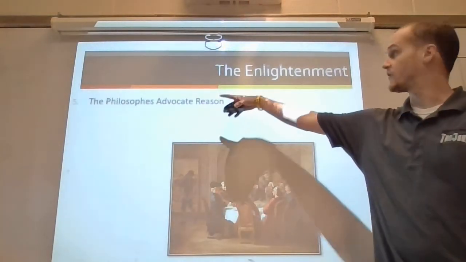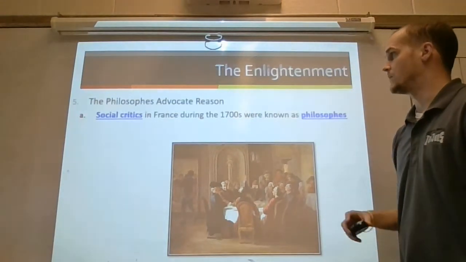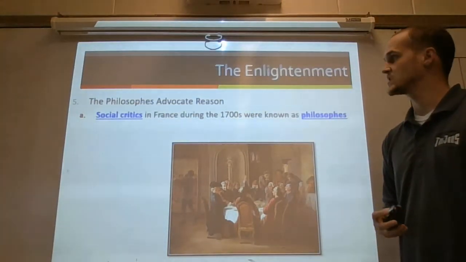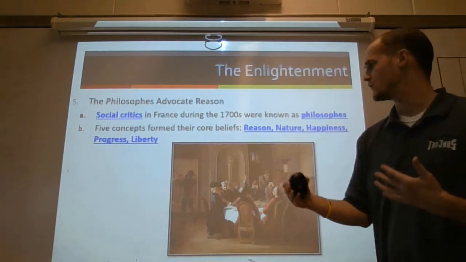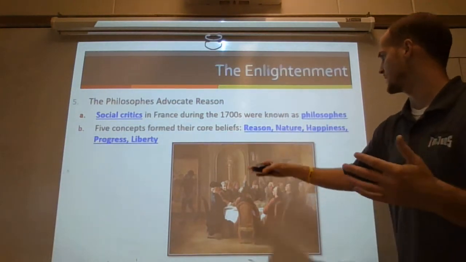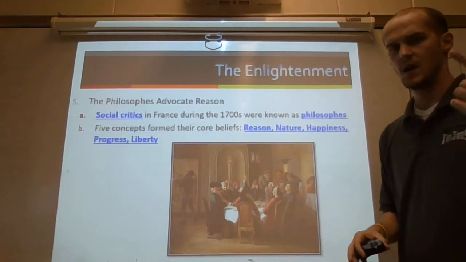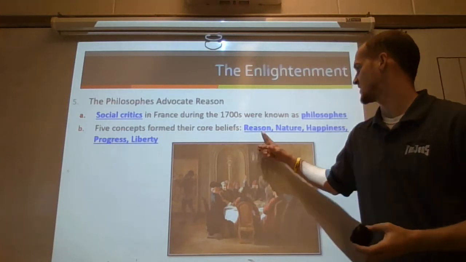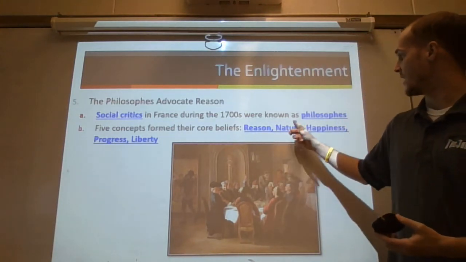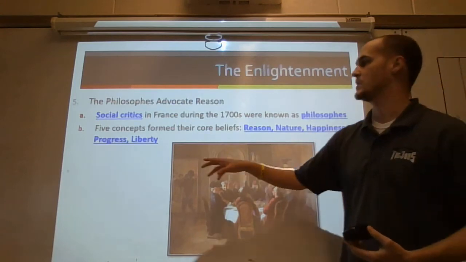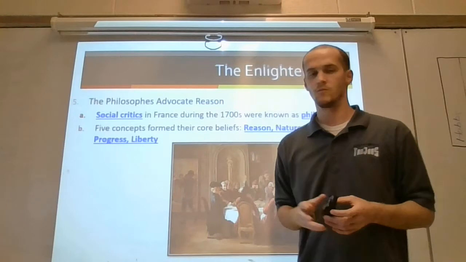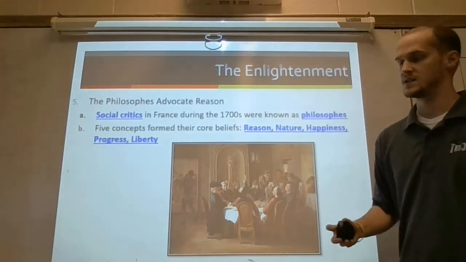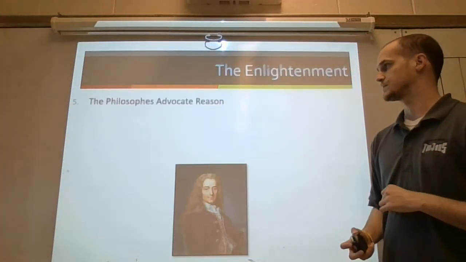You see some other philosophies emerge. These are social critics in France. They have concepts. They argue for things that fall under 5 core beliefs: reason, nature, happiness, progress, and liberty. So what made sense? What was good for nature? What made people happy? What made the human race progress or move forward? And what was good for liberty or the rights of individuals?